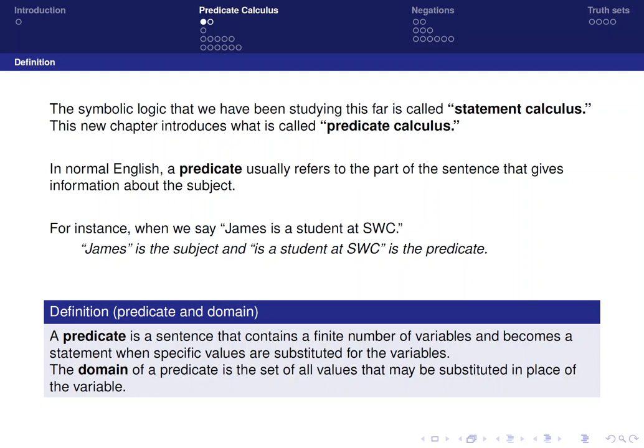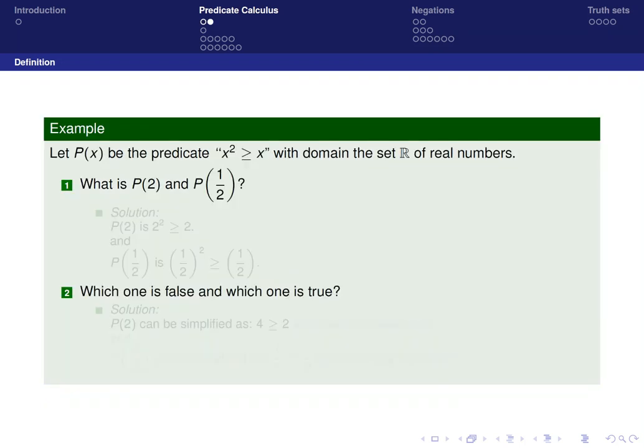So the predicate itself, think of it as like a function. It contains a certain amount of variables, and it becomes a statement when numbers or values are substituted in place of those variables. The domain of a predicate is the set of values that can be substituted into the variable. For instance, the predicate p of x in this example is x squared greater than or equal to x. So obviously, that could be true and it could be false depending on the value of x. In this particular problem, I want the domain to be the set of all real numbers.